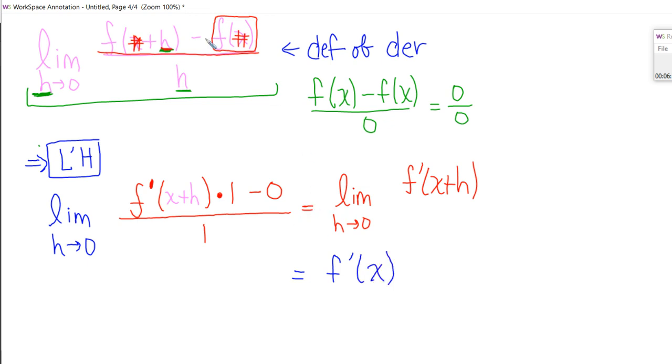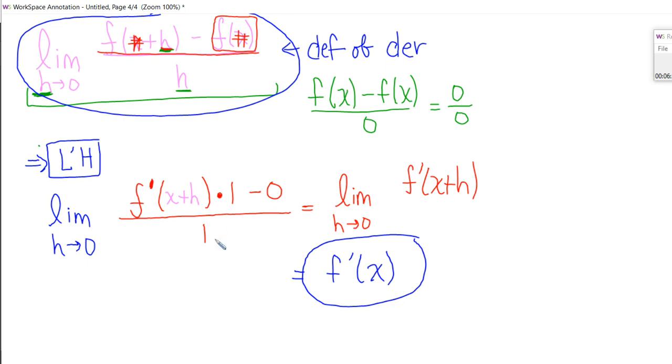So here's what we just ended up with. We said this is equivalent to f prime of x by using L'Hopital's rule. So if you want to work on the definition of derivative, you can apply L'Hopital's rule because it is a limit, right? Within the definition of derivative, there's a limit in it. So you can apply L'Hopital's rule and get to the point where it says a derivative.